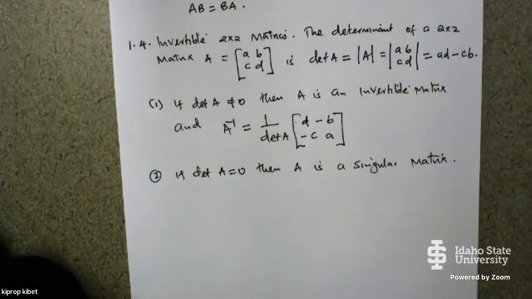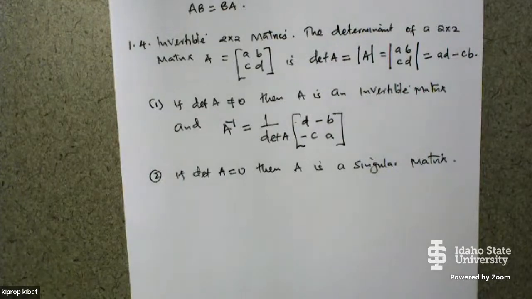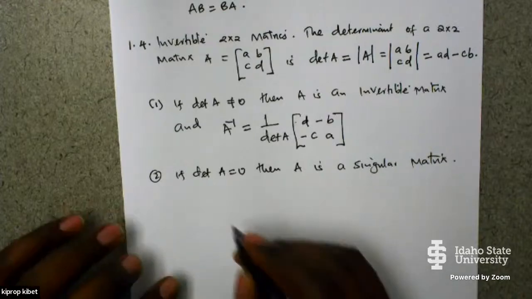Now, we can prove this, but it's not of any mean. What you need to remember is that the inverse of a 2 by 2 matrix is 1 over the determinant, you interchange A and D, and then put negatives on the opposite side. You can look at your book for the proof.